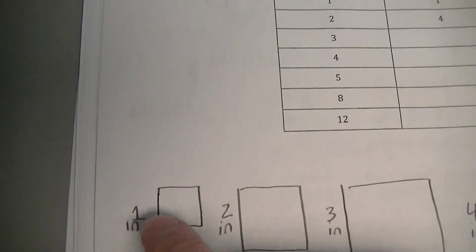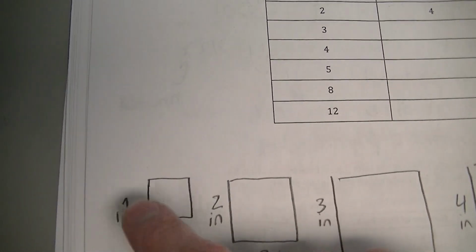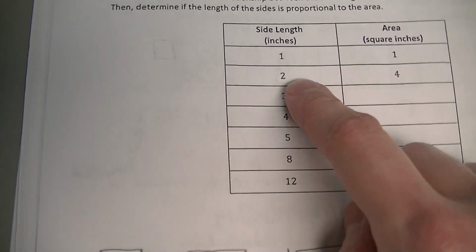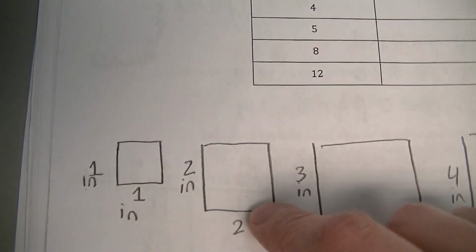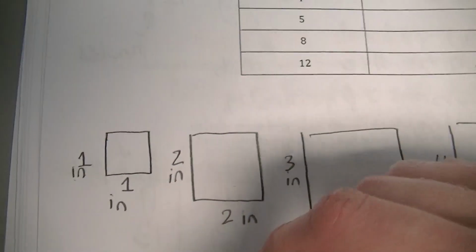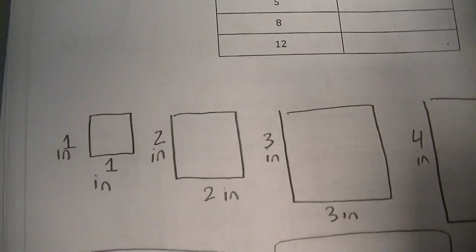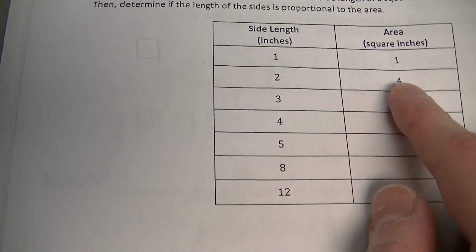So when it's a 1 inch by 1 inch square, what's the area? Length times width, 1 times 1 is 1. So that's how they got the 1, okay? For the side length of 2 inches, 2 inches by 2 inches, it's 2 inches each side. So the area of a rectangle or square, you gotta go length times width. So 2 times 2 is 4. That's how they got the 4, okay?